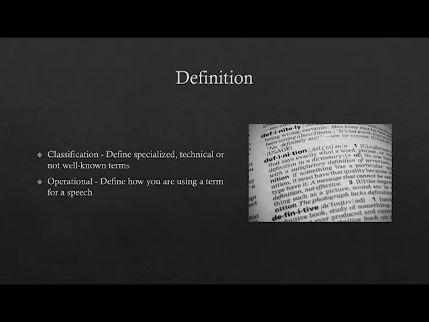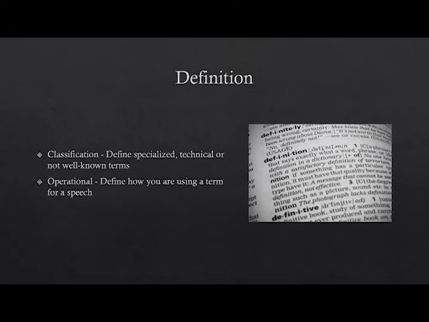The next type of support is a definition, and that's just explaining exactly what you mean by a word, a phrase, or an idea. There's two different types of definitions that you might use in your speech. The first is a classification, and that's your normal dictionary type definition. So it's the specialized technical definition, and usually you're going to define things that aren't well known in your speech.